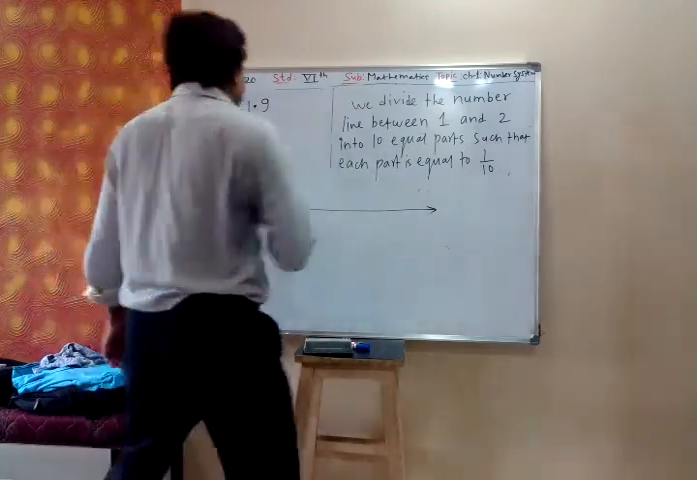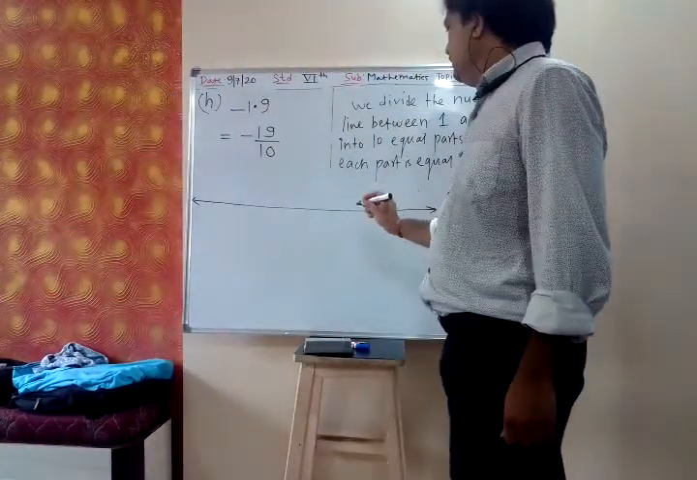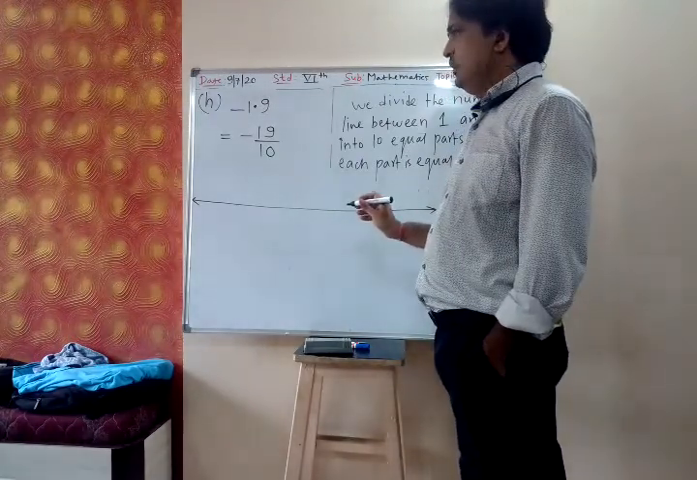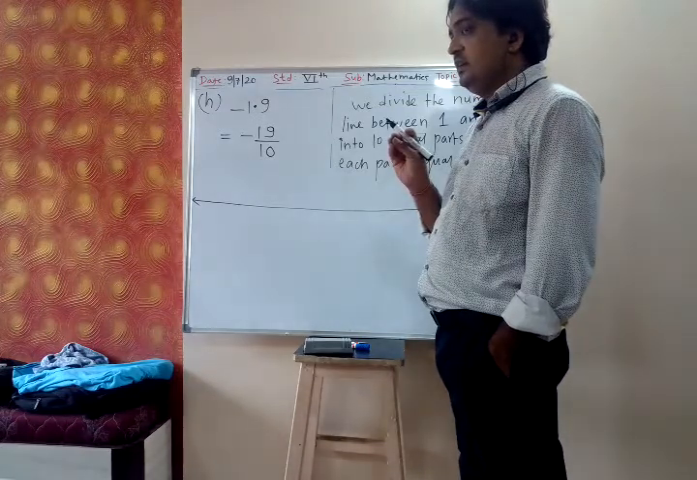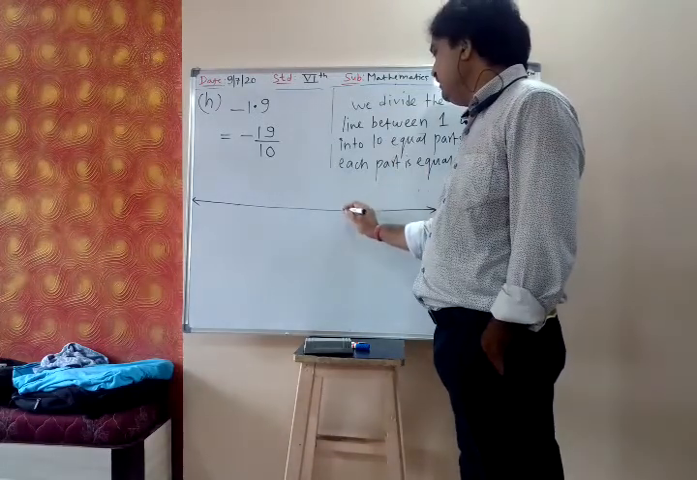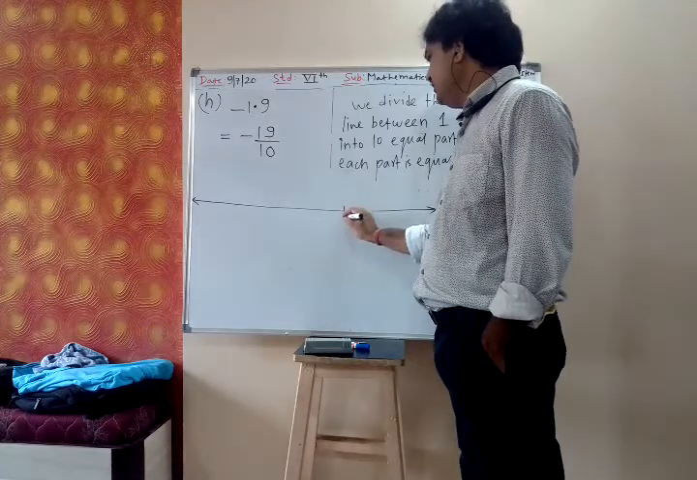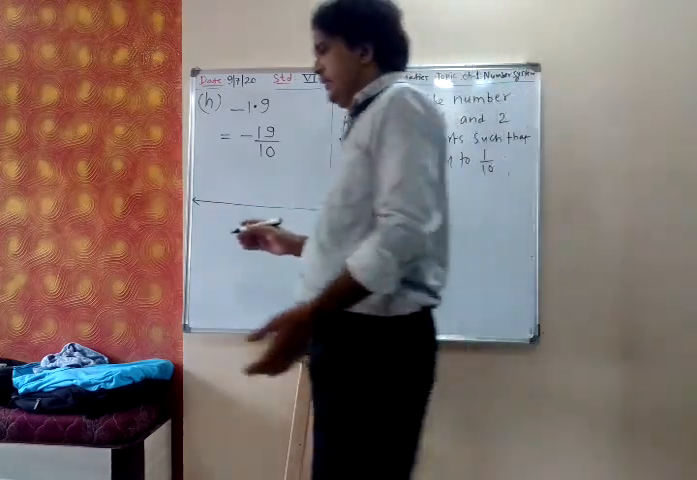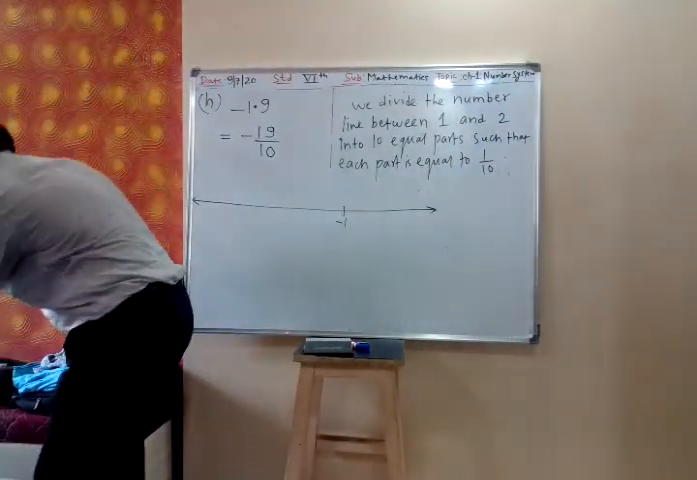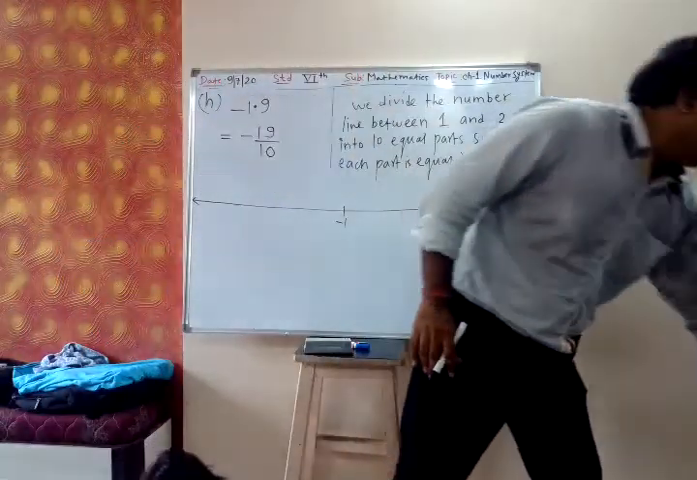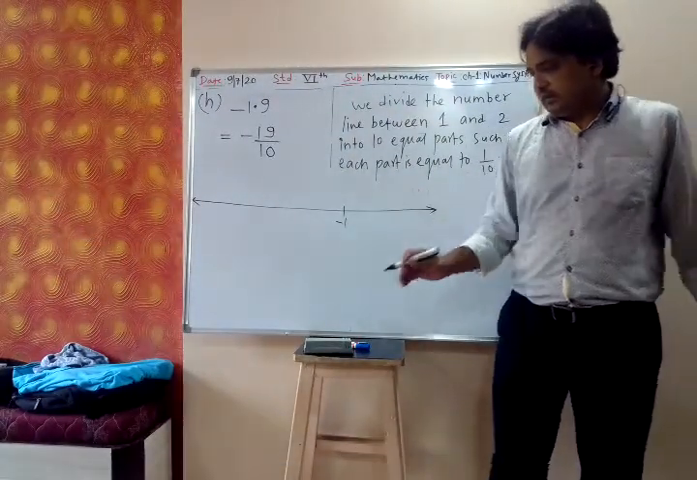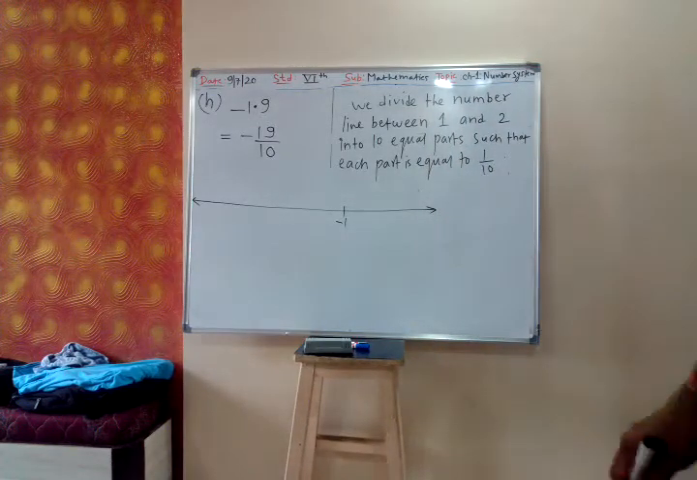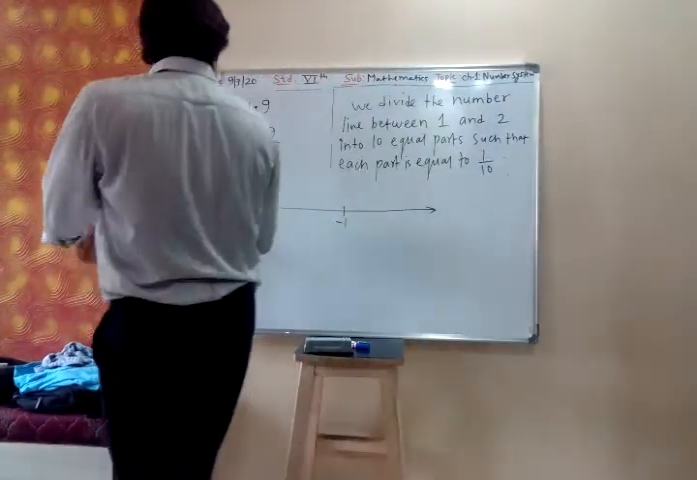It is minus 1 point. You can start from minus 1. This is my minus 1. Then on this side it will be minus 2, no? Minus 2 will be on the left side. Yes, it is clear.